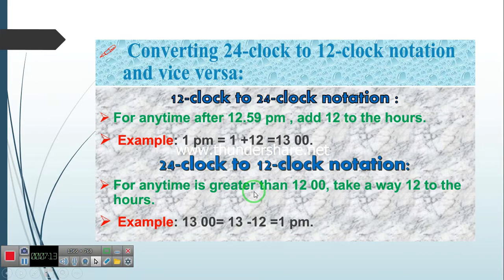So again, to change 12 o'clock to 24 o'clock notation, for any time after 12:59 you add 12, like 1 p.m., 2 p.m., and the rest we keep the same. Don't worry about that. And for 24 o'clock to 12 o'clock, any time greater than 12, we subtract 12 and the rest we keep the same.